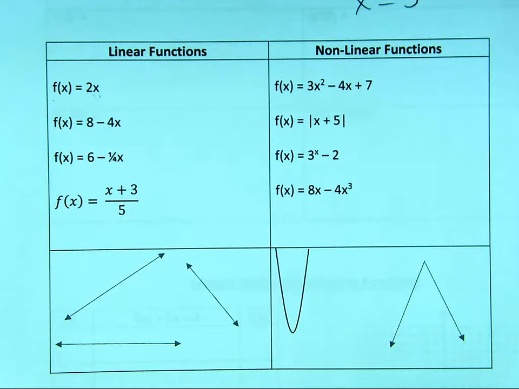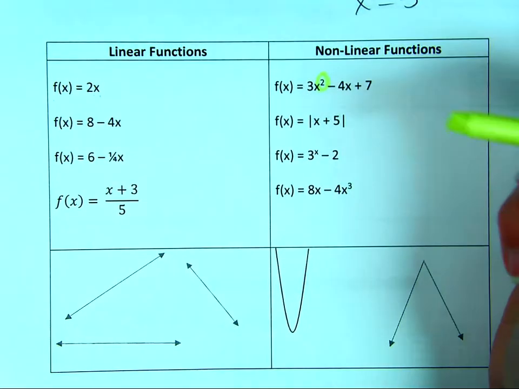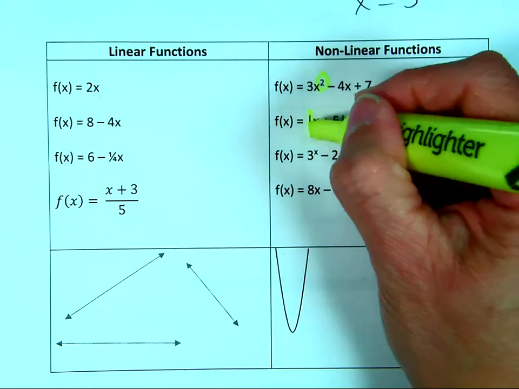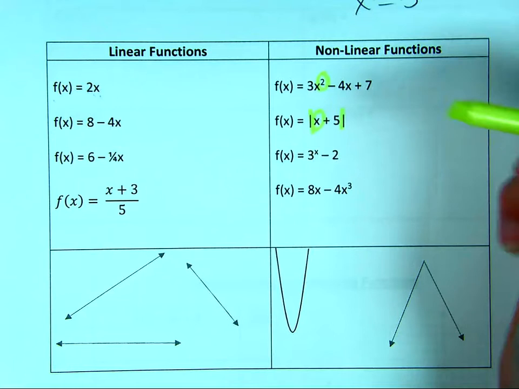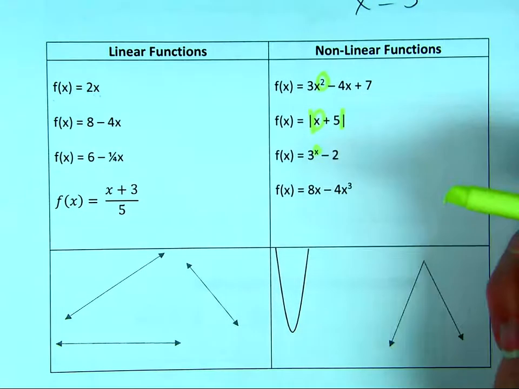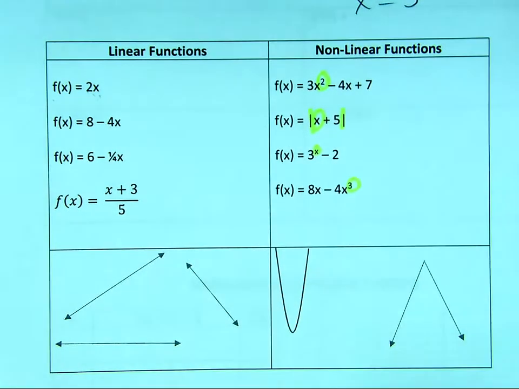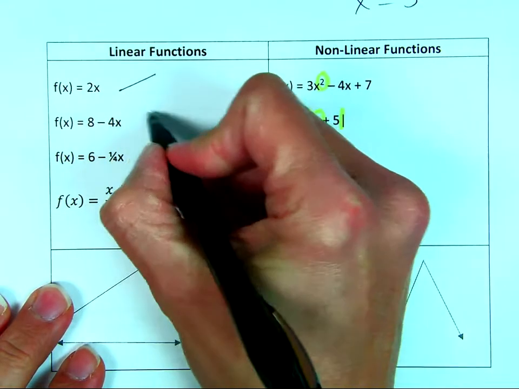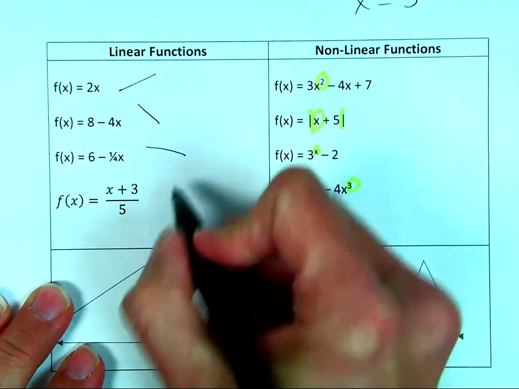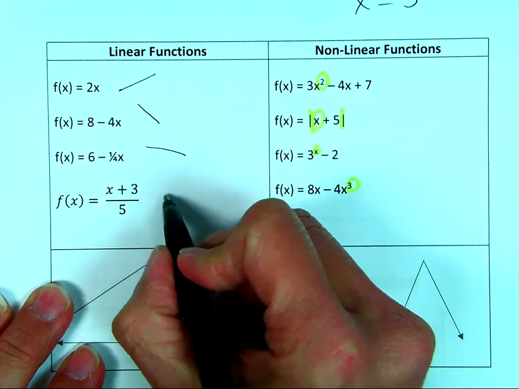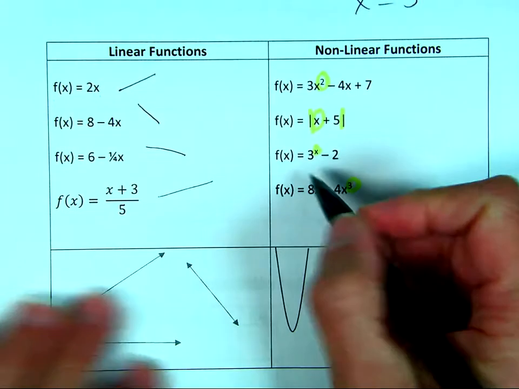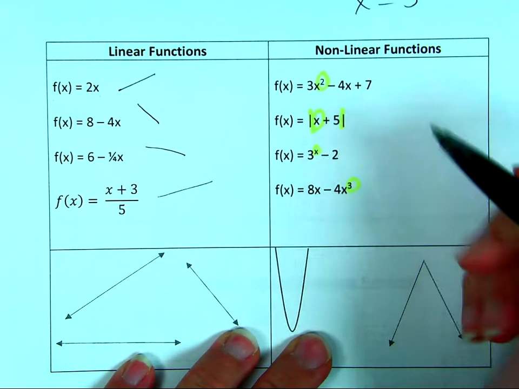You'll notice over here on our nonlinear functions that I have an x squared. I have an absolute value with an x inside it. I have an x that's an exponent, and I have an x that's got a cubed on it. Those are not linear functions. So all of these make a line. That's a positive slope, and a positive slope. These over here, these aren't lines.